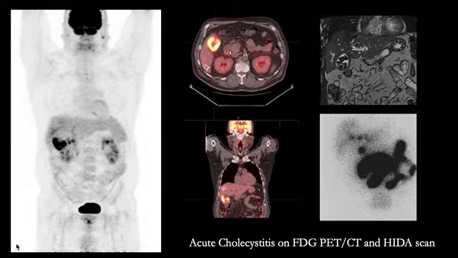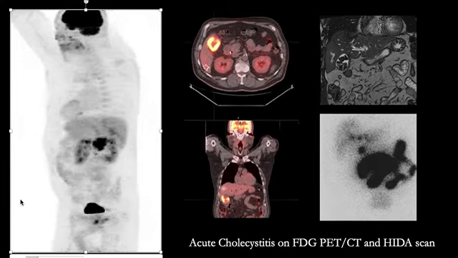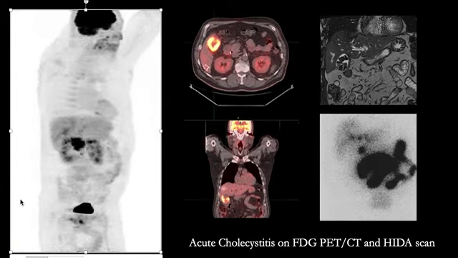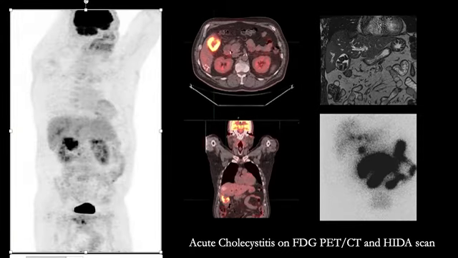So let's look at the rotating whole body image. The rotating whole body image shows a large focus of intense uptake in the region of the gallbladder. This finding is further localized on this transaxial fused PET-CT image showing intense hypermetabolism involving peripherally the gallbladder wall, also seen here on the coronal image showing gallbladder wall hypermetabolism.